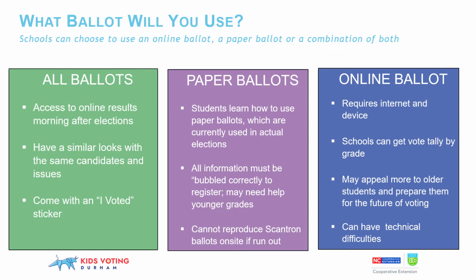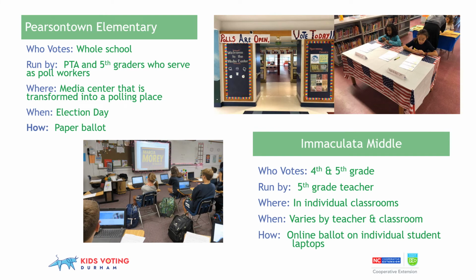And the online ballot may appeal more to older students and prepare them for the future of voting. The one downside is you can have technical difficulties. If you're in a school that has spotty internet connectivity or gets overloaded, that can be an issue for some. And again, you can choose online, you can choose paper, or you can choose a combination of both to use. Let me give you some examples of what other schools have done and ways that they've used the customization to set up their elections.